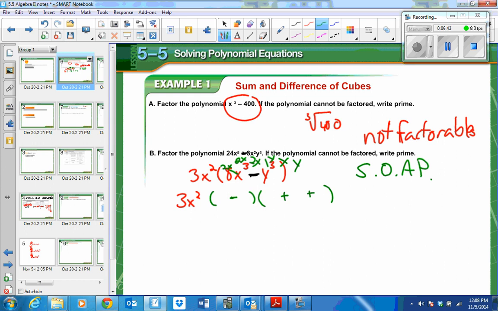Take one of these perfect cube roots and put it there. Take one from the other side and put it here. And then take the other two, multiply them together. That's going to be your first term of the trinomial. And the other two are going to be the last term here. Now this middle term, you're just taking one of these times one of these. So that's going to be plus 2xy. And now that is fully factored.